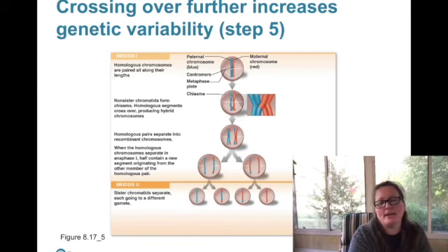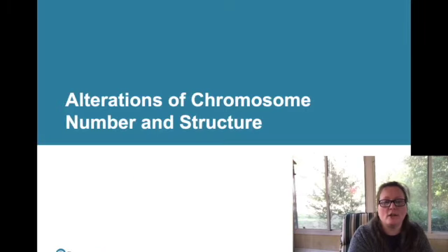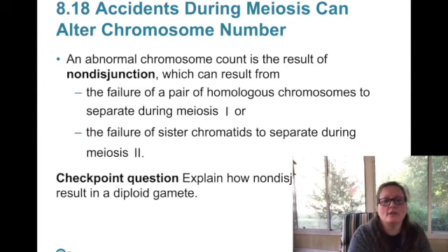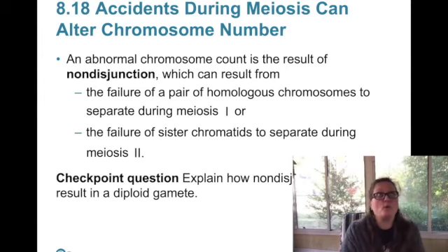And if you think about it, these are more likely what you tend to see with you and your siblings, your parents and whatnot. So this is just all the words to go with the pictures that we just covered. Alterations of chromosome number and structure. Here we're going to talk a little bit about something called non-disjunction, important to remember.